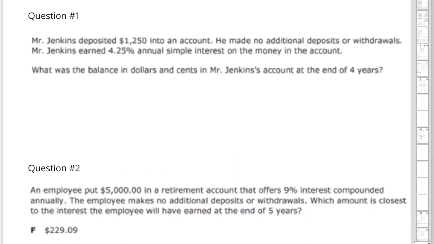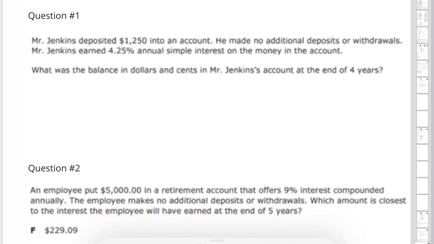All right, so first things first, I am going to read the question and then underline the question and circle keywords, so that we are able to solve the problem with no problems. All right, so let's jump right into it.